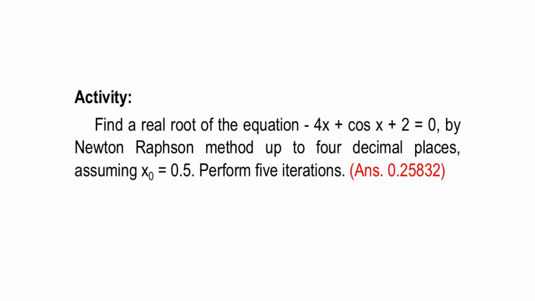For our activity, find the real root of the equation minus 4x plus cosine of x plus 2 equals 0 by the Newton-Raphson method up to 4 decimal places, assuming x sub 0 equals 0.5. Perform 5 iterations. The answer for this problem is close to 0.25832.